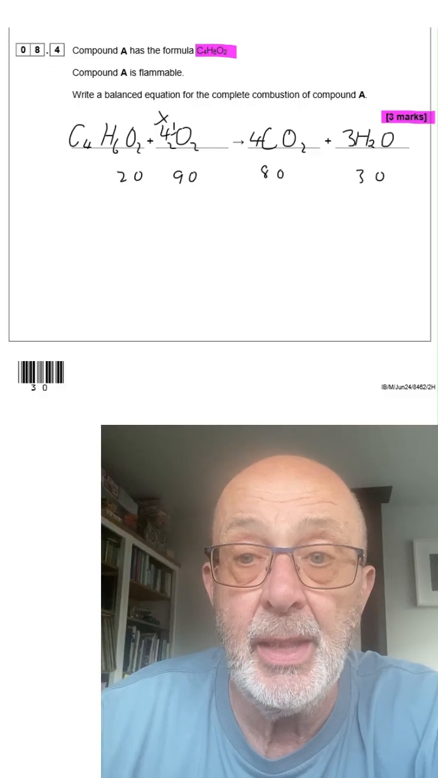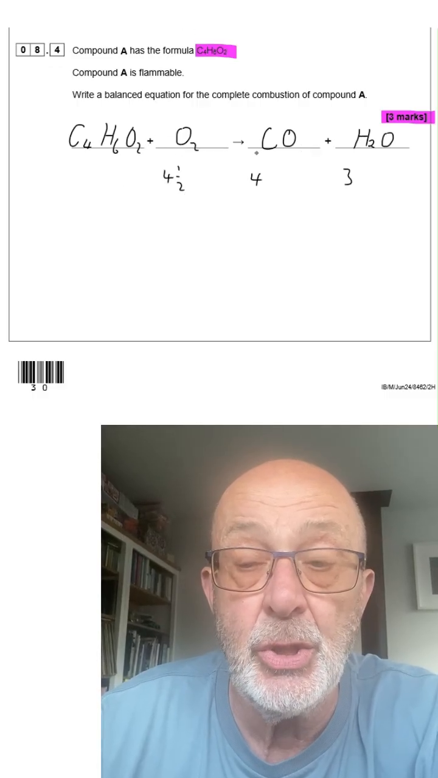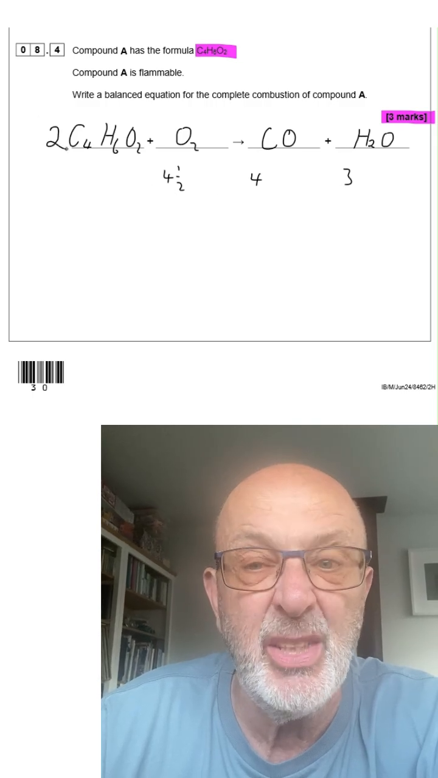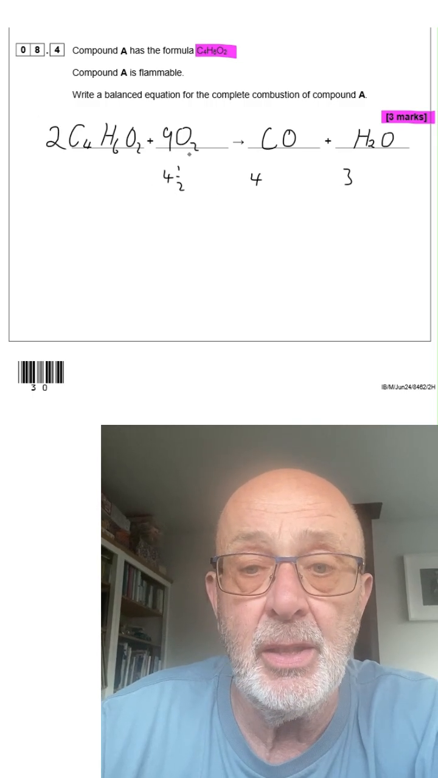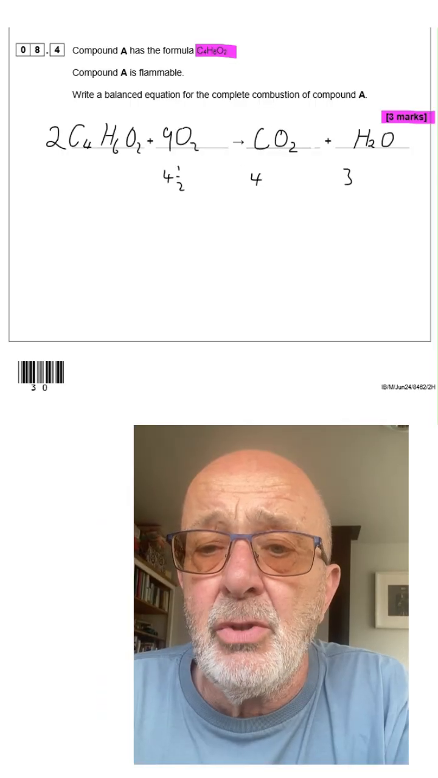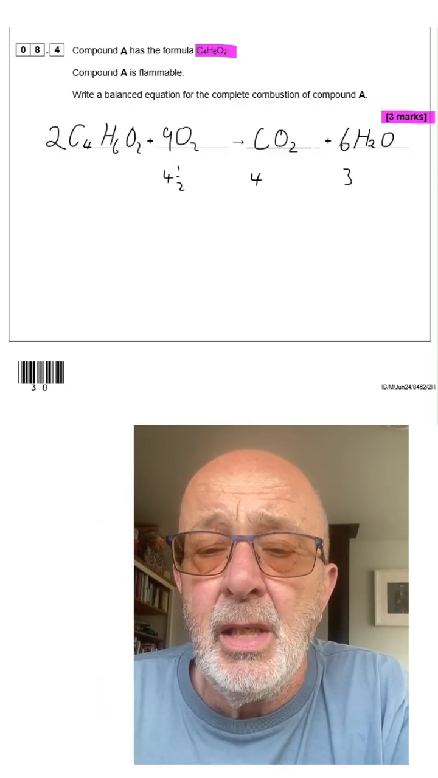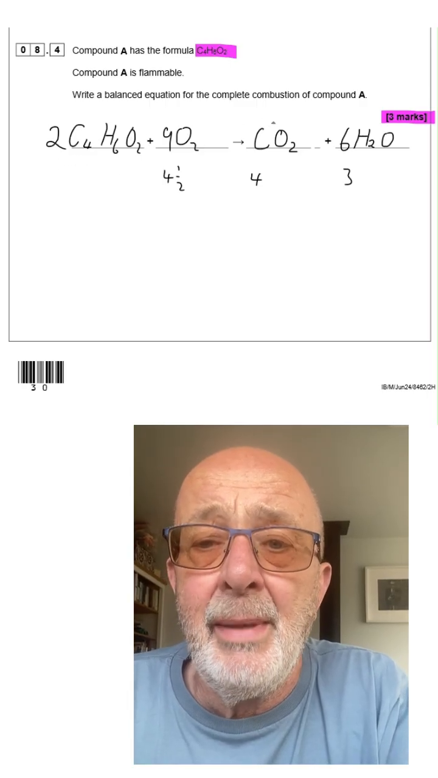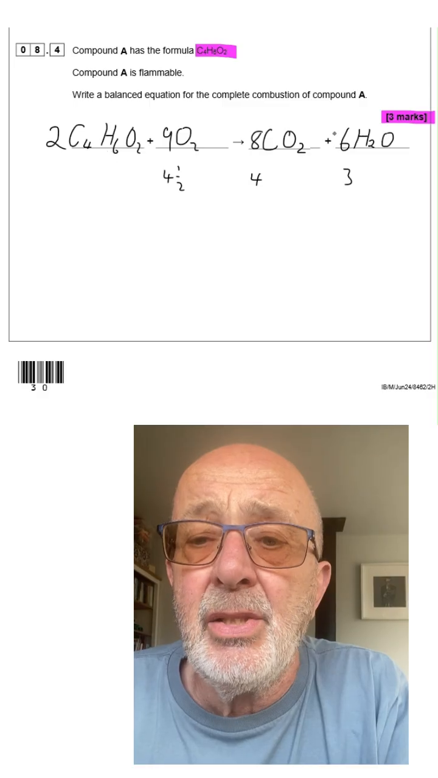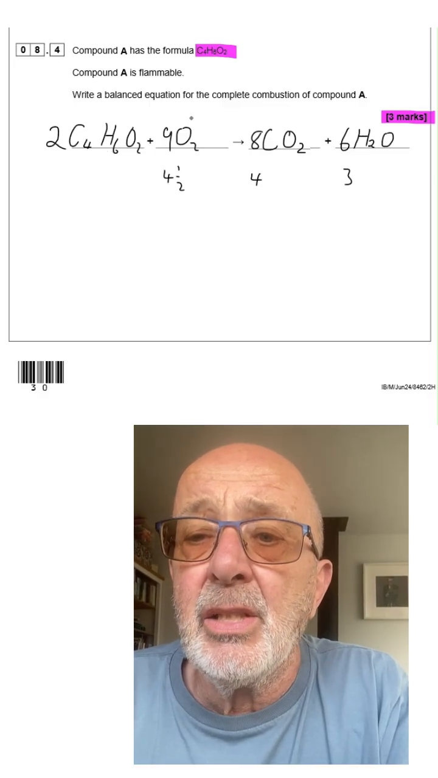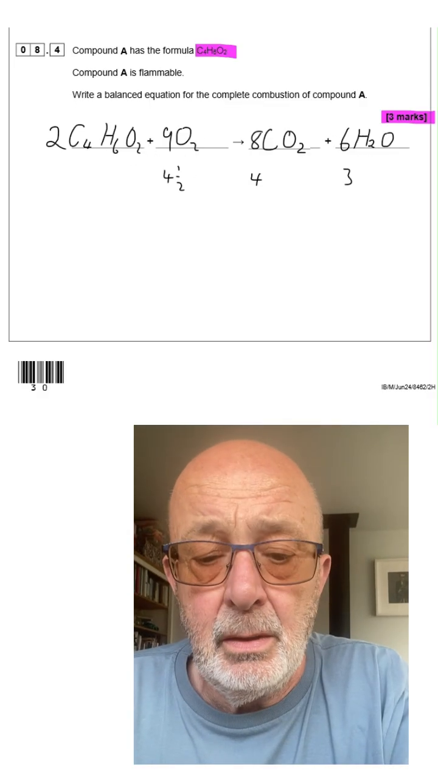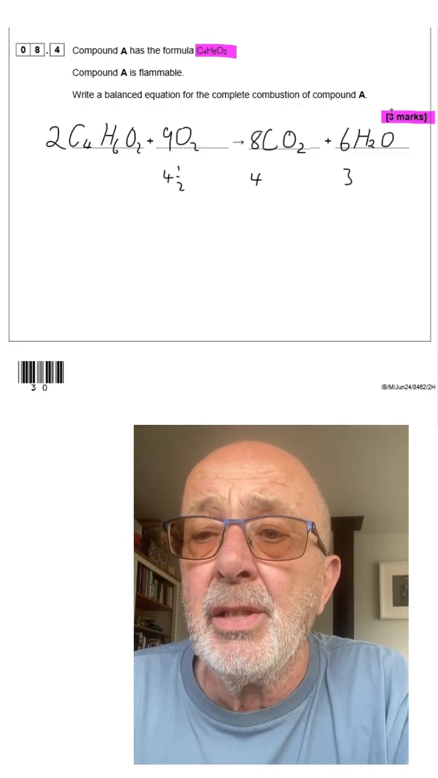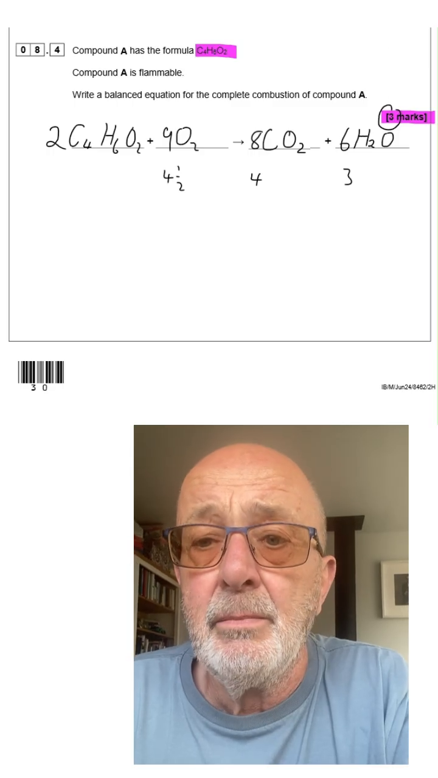So we can't put 9 O's because it's O2. So we have to halve that, which makes 4.5, which doesn't fit. We don't have halves at this stage. So let's just drop those down, the 4.5, the 4 and the 3. And the simplest way is to double everything. So double compound A, so that makes 9 O2, 8 CO2, and 6 H2O. And if you look up and count all those up, that balances for 3 marks.